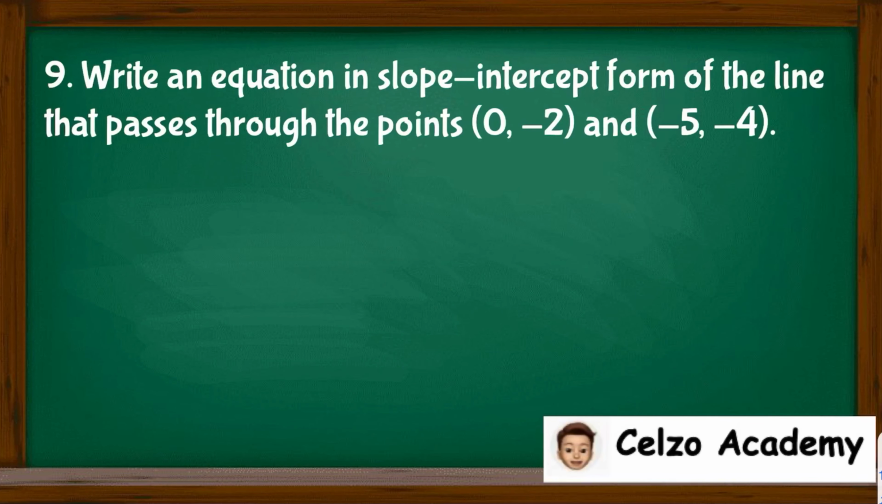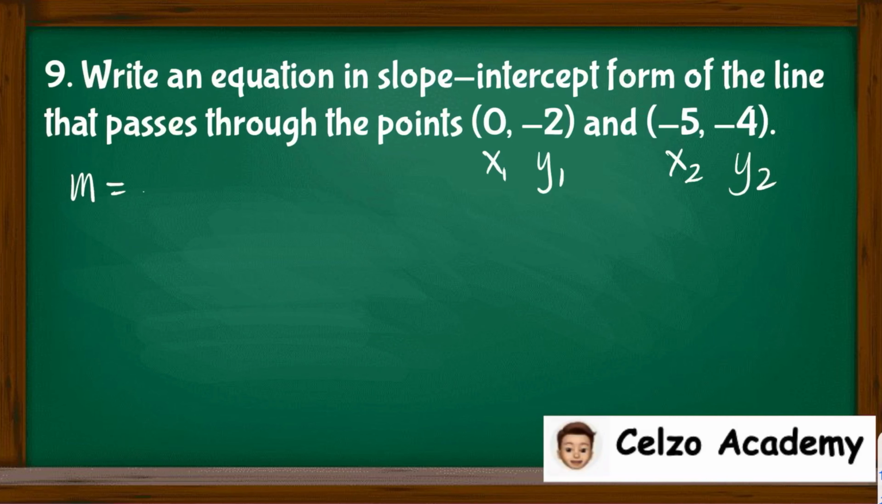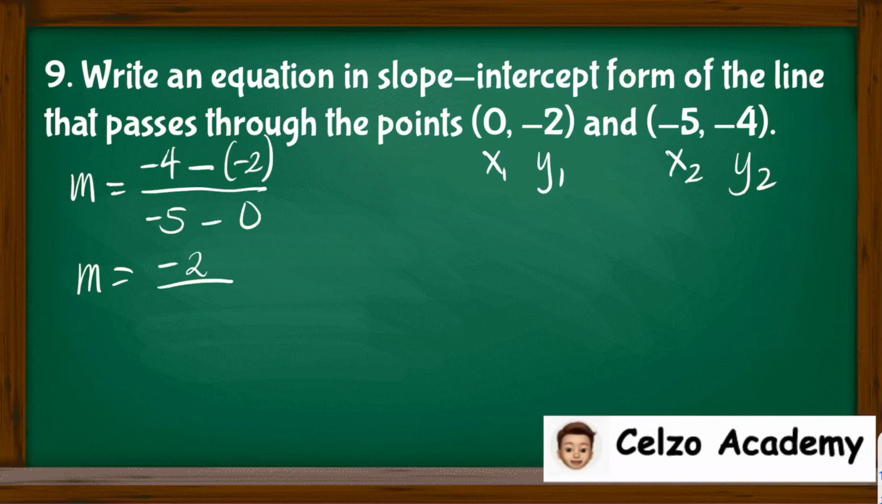For question number 9, the point (0, -2) is our x1, y1, and (-5, -4) is our x2, y2. Solving for the slope m, we have y2 is -4 minus y1 is -2, divided by x2 is -5 minus x1 is 0. So m is equal to -4 plus 2 is -2, over -5 minus 0 is -5. So the slope here is 2/5.